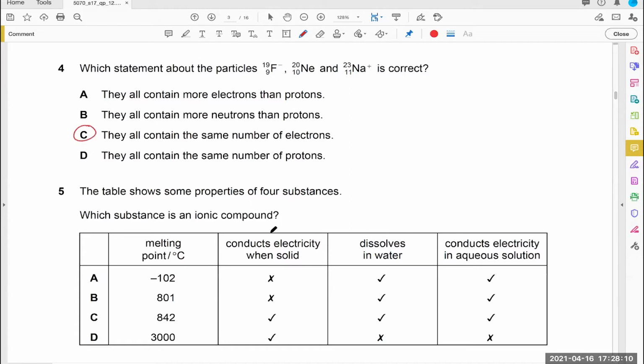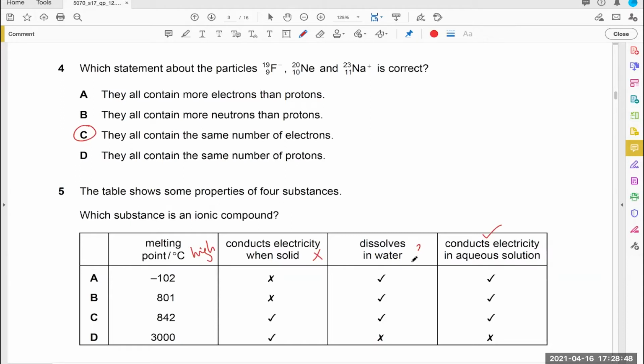The table shows some properties of four substances. Which substance is an ionic compound? Now, for an ionic compound, the examiner is discussing four properties with you. Melting point should be high. Conducts electricity when solid should not be true. Dissolves in water, most likely, but it is also the case that some ionic compounds don't dissolve. So this might be possible, but it's not necessary. And conducts electricity in aqueous solution has to be true. So this is a question mark thing. This can be true, this cannot be true. We just have to look for an option that works for us.